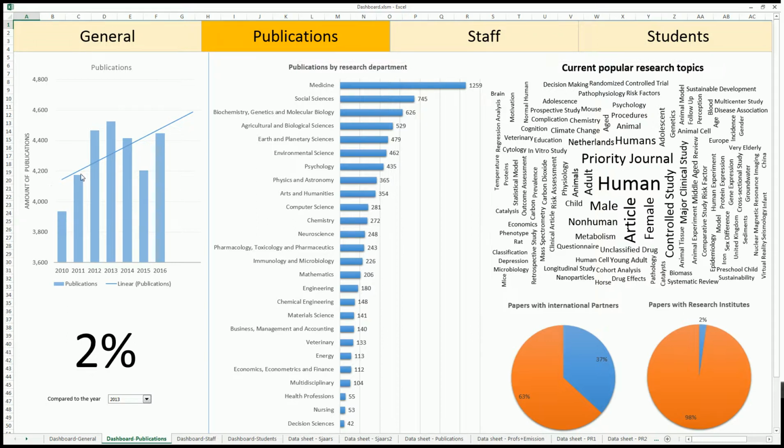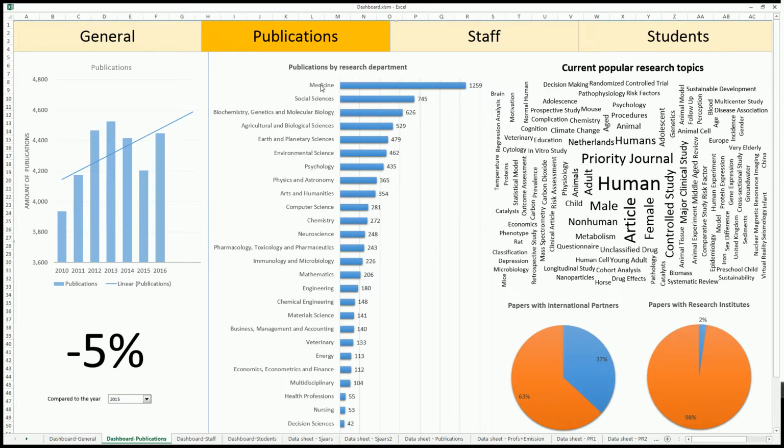Which is why we mapped out the publications on the left together with a trend line to see whether it is increasing. As we can see, in 2015 we had a small dip, but we're still going strong as it increased in 2016 again. Again, we can compare this to 2016, so we can see we had 5% less publications in 2015 compared to 2016. In the middle we can see the publications by research department.